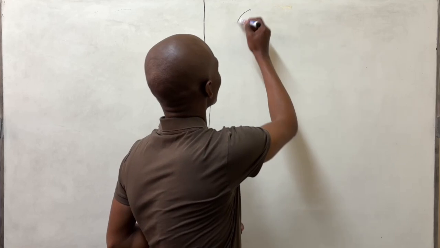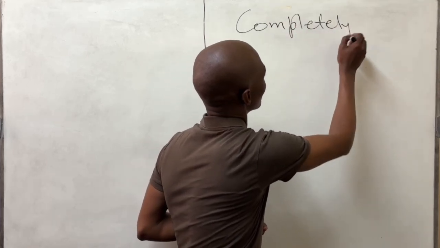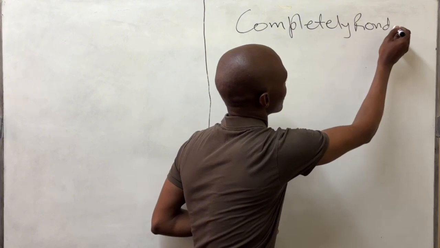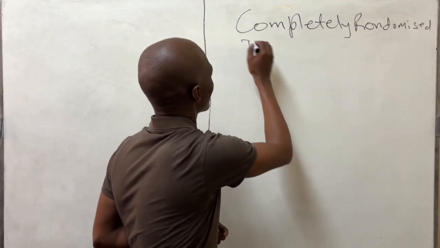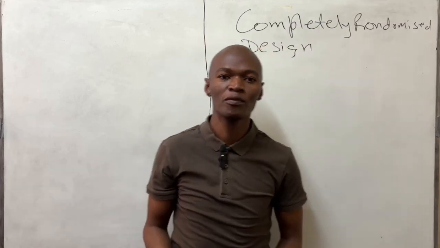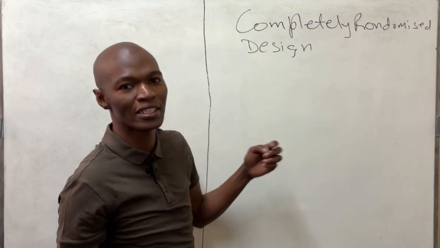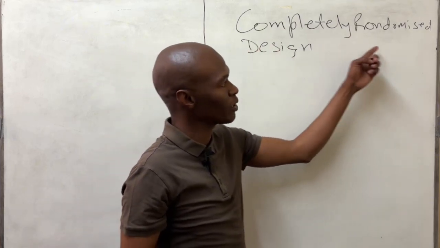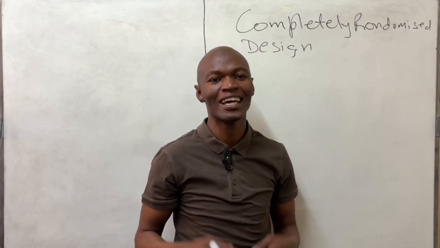In this video, we'll be diving into lesson 17. In this lesson, we'll be covering the completely randomized design. The objective of this video is to help you understand when to decide on using the completely randomized design in agricultural experiments. Let's get started.